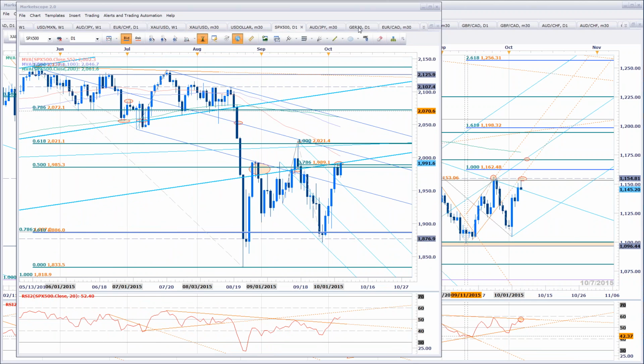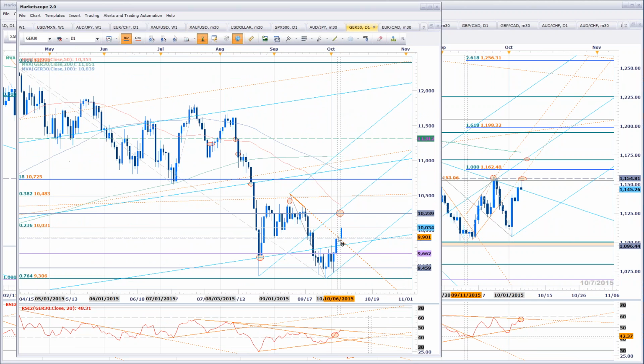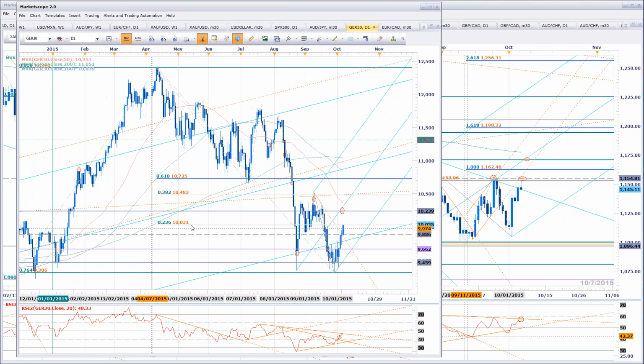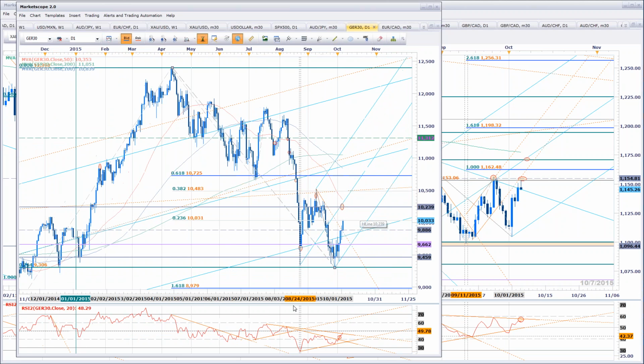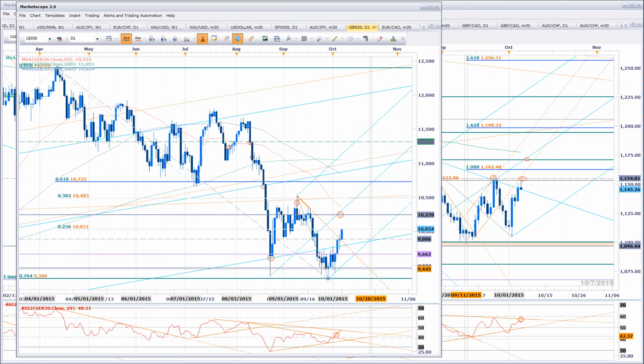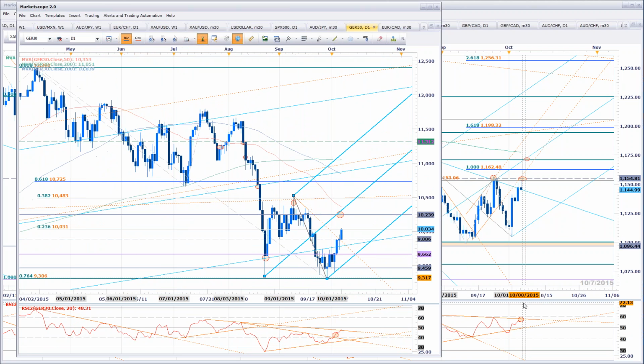Here's what the DAX looked like. We went over this yesterday. Guess what? That resistance level confluence broke. We closed right there, but here's today's rally. So at this point, you're testing a basic 236 off the high, 10,031. A breach above that and you'd be looking for last month's open right here at 10,239, backed by that median line off the lows.